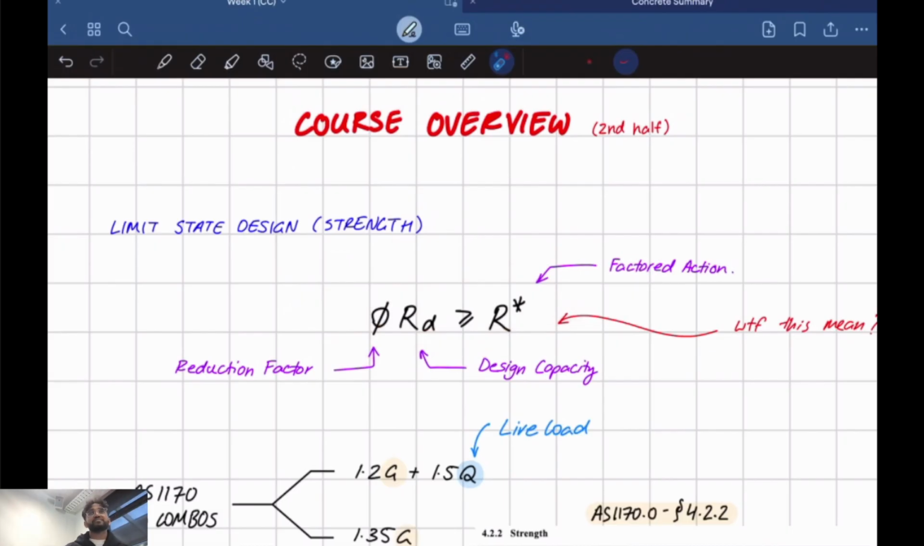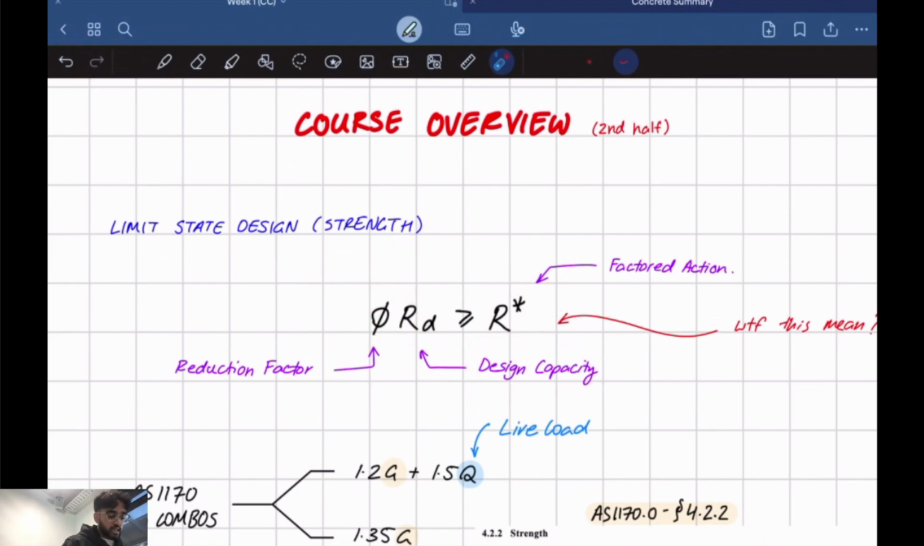You guys might have seen it in geotech or steels. Does anyone know what it means? Fair enough. But pretty much, there are 2 sides to this equation. On the left-hand side we've got our reduction factor and our design capacity. And on the right-hand side, we've got our actions.